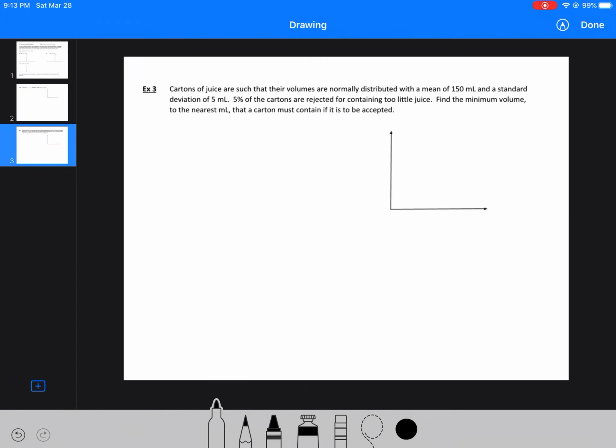So let's look at one more example. This is the example from the statement at the beginning. Cartons of juice are such that their volumes are normally distributed with a mean of 150 milliliters and a standard deviation of 5 milliliters. 5% of the cartons are rejected for containing too little juice. That would be disappointing. Find the minimum volume to the nearest milliliter. Also important, it tells you what to do with your answer, that a carton must contain if it is to be accepted. So I'm going to draw a standard normal distribution.